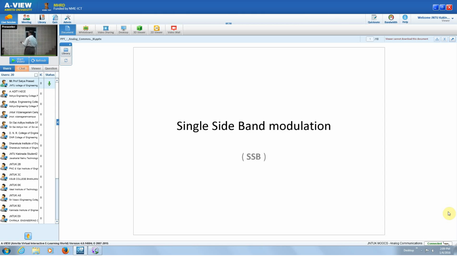So if you say that Fc plus Fm is the upper sideband, and Fc minus Fm corresponds to the lower sideband, then instead of transmitting both the upper and lower sidebands, we will be transmitting only the upper sideband or only the lower sideband, and able to get back the original baseband signal. So therefore, we are transmitting only one sideband. That's why we call this single sideband modulation.